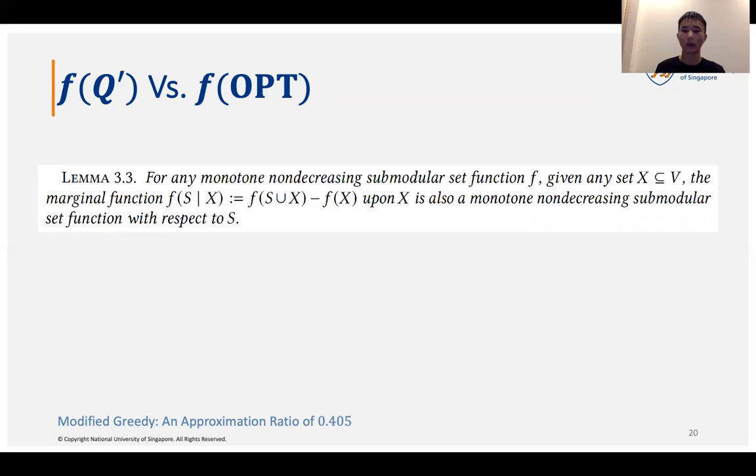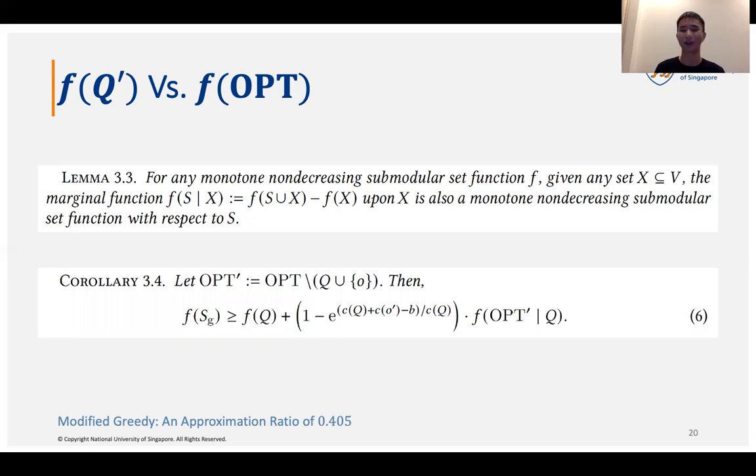After that, we construct the second relationship, between Q prime and OPT. For this relationship, we look deeper. We find that if the function f is monotone submodular, then the modular function is still monotone submodular. Then, based on this result, we construct the second relation, relating f(SG) with f(Q prime) and f(OPT).